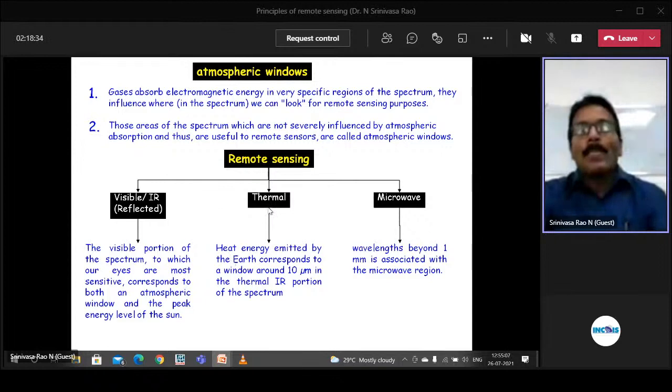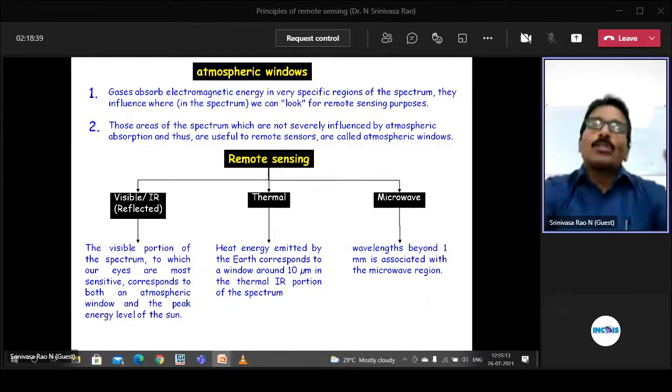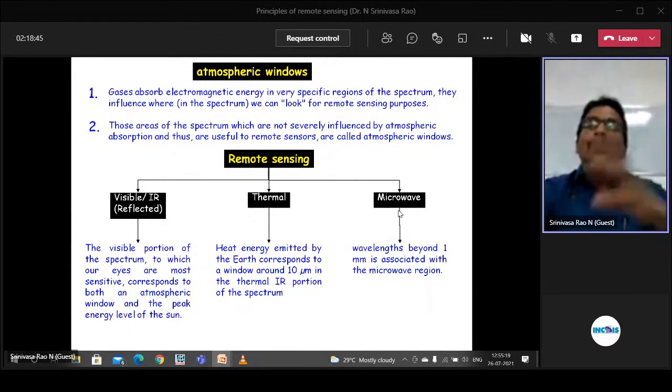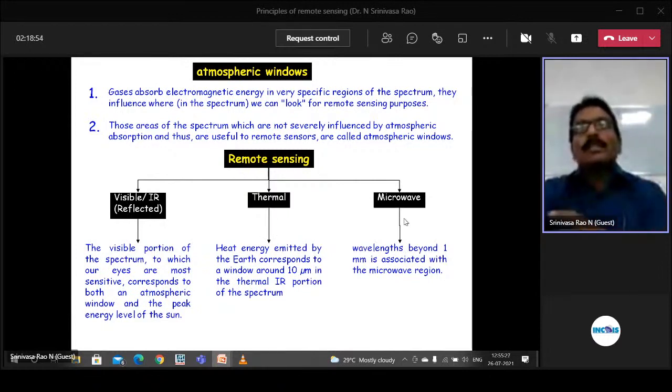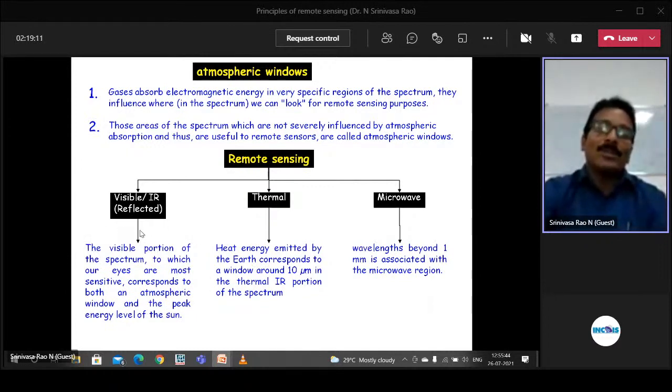But if you come to this one, thermal is purely emission based on body temperature. Daytime it is possible and nighttime also it is possible. And microwaves, anytime, even cloudy days. But in thermal remote sensing, cloudy days it is not possible, whereas in microwave remote sensing, cloudy days also it is possible. So in all weather conditions, microwaves will function. On non-cloudy days, thermal remote sensing works properly, and only in the ideal non-atmosphere case does visible remote sensing work properly. Otherwise, atmospheric noise is involved.